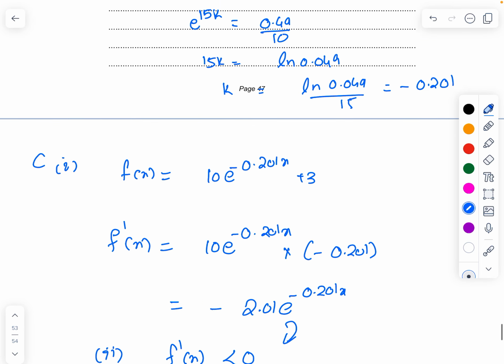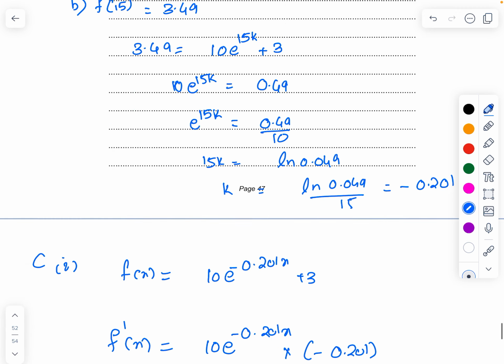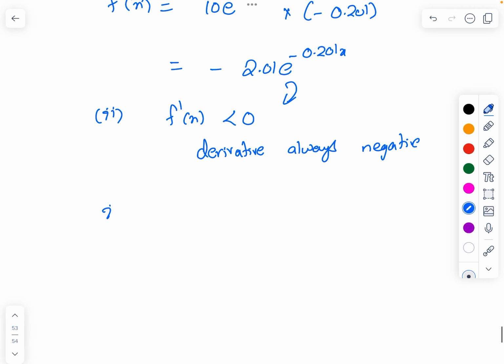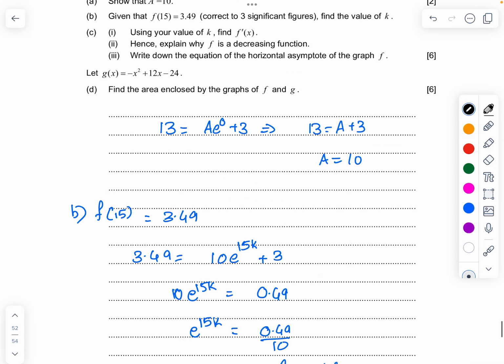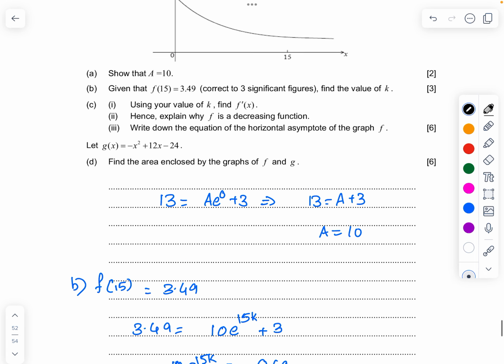Then what is he asking? Write down the equation of the horizontal asymptote. Horizontal asymptote, it is plus 3. It cannot be more than plus 3. It cannot be less than plus 3. So the horizontal asymptote is y equals 3. Part B, find the area enclosed between the graphs f and g.